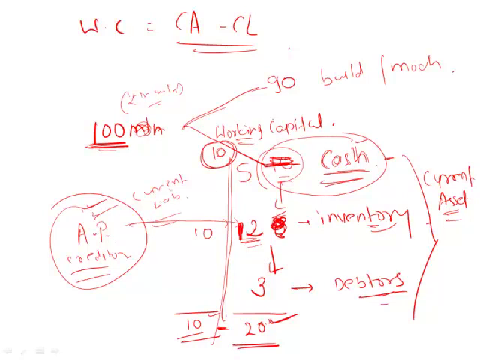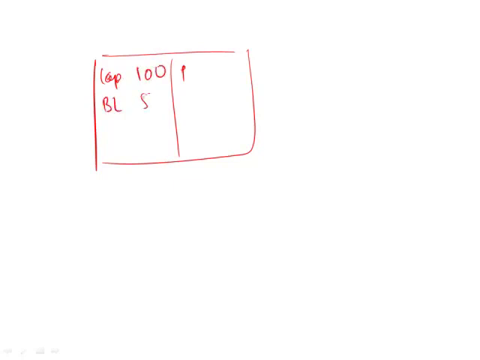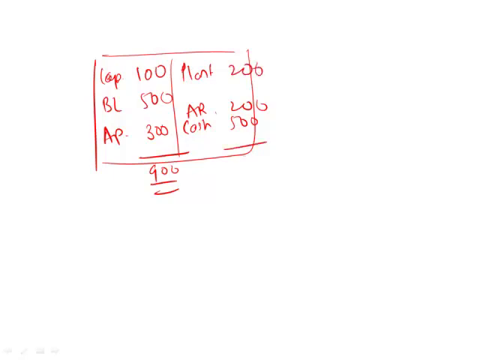Okay. So assuming that you've understood, now I will show you your first vertical balance sheet. Let's say capital 100, bank loan 500, accounts payable 300, cash 500, accounts receivable 200, this was 900, and you have a plant of 200, this is again 900. This is a horizontal balance sheet.